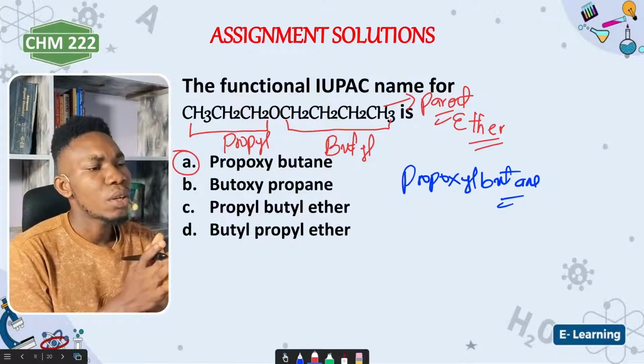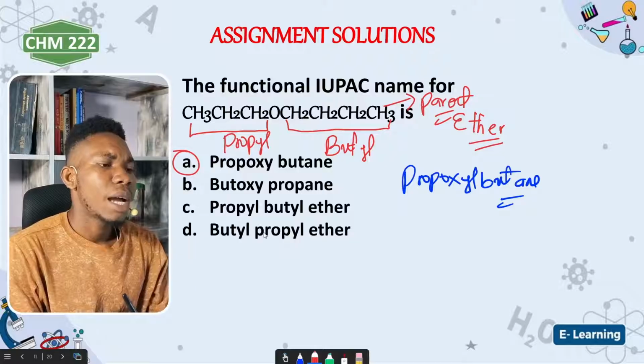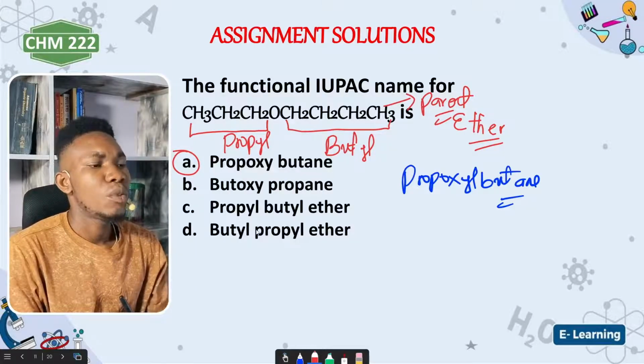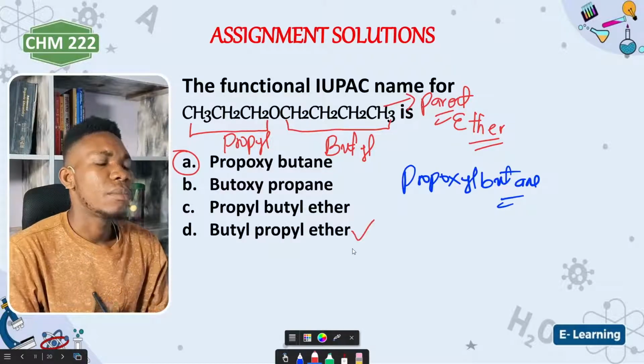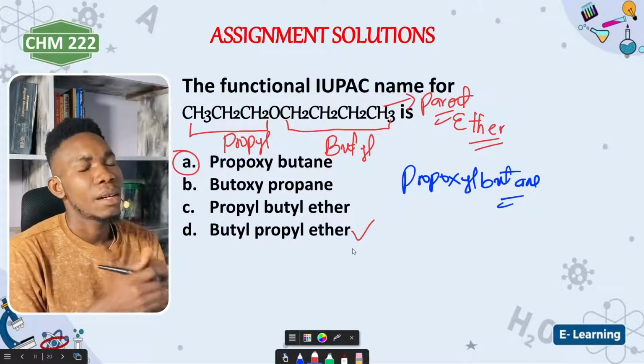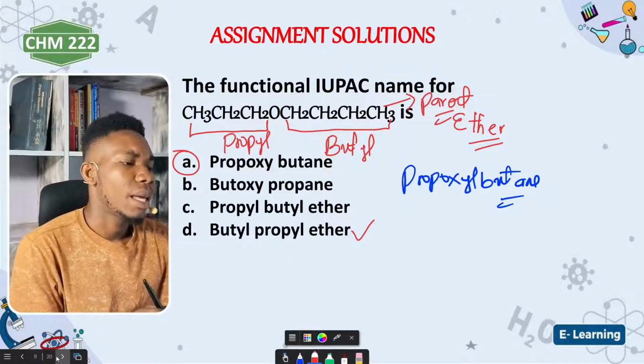Will you call it butoxy propane? You can also call it butyl propyl ether, whichever name you want to call it. But this is the common naming system. Butyl propyl ether. You arrange them in alphabetical order. All right, butyl propyl ether.